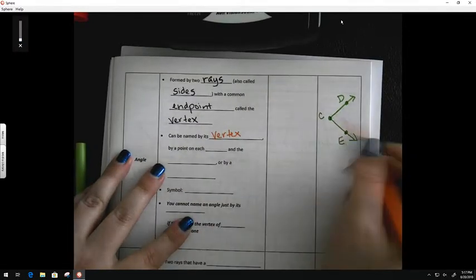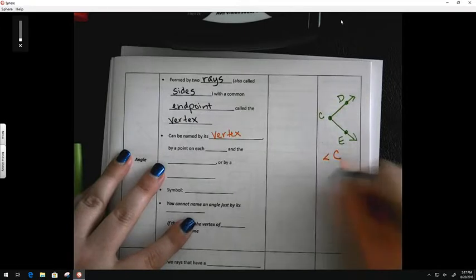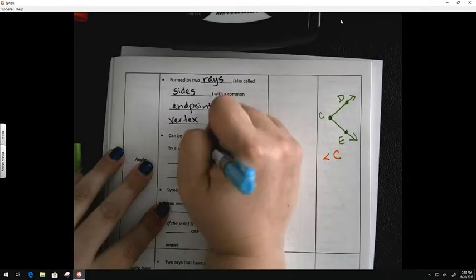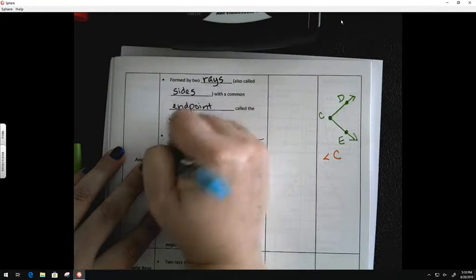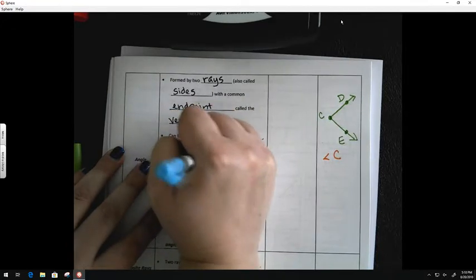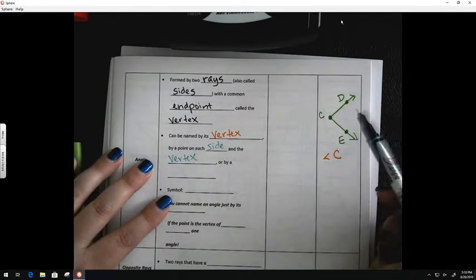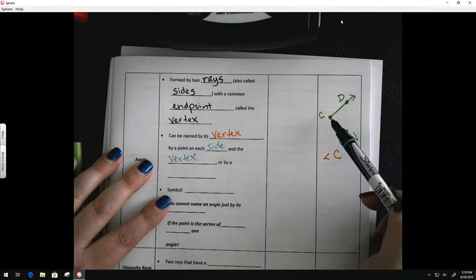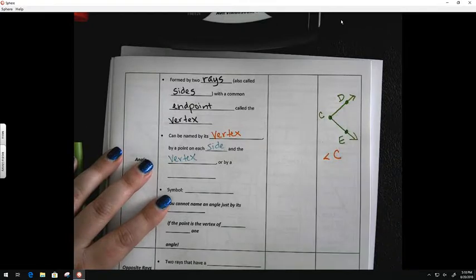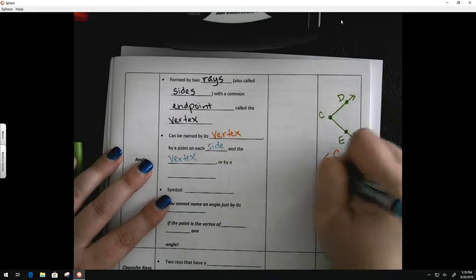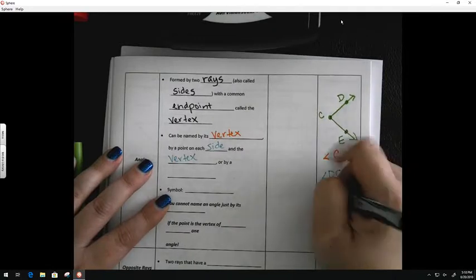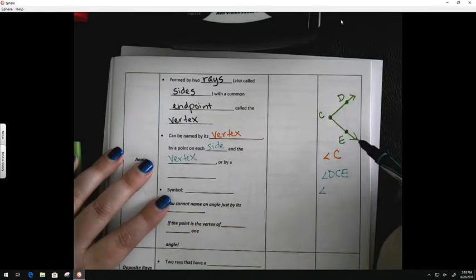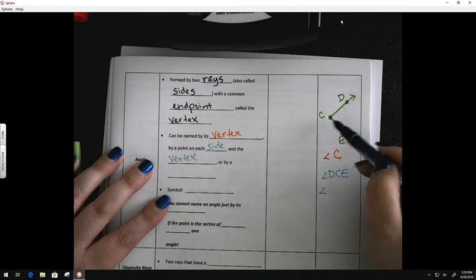So in this case, we could say angle C. It can be named by a point on each side and the vertex. So for example, I can pick a point on the side, D, and then go to the vertex, C, and go to the other side, E. So I could say angle DCE. Or I can start on the other side and go the other direction. I can say angle ECD.